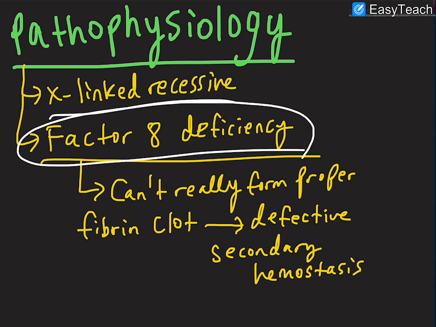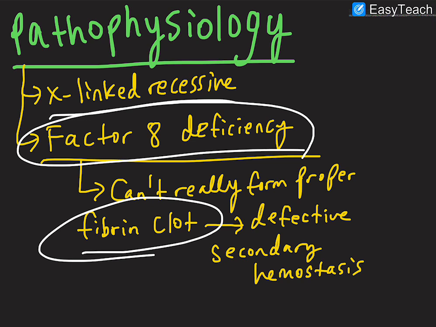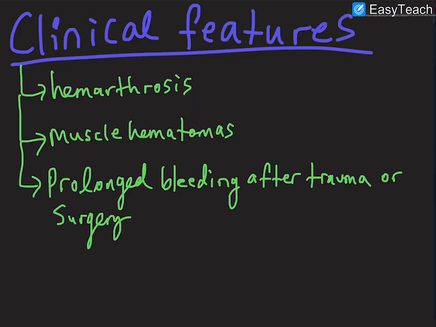Factor VIII deficiency is seen in hemophilia A. So then you can't form a proper fibrin clot, defective secondary hemostasis, right? Because coagulation factors and the formation of fibrin is secondary hemostasis. Okay, so we already talked about this. We'll see hemarthrosis, bleeding into joints, which can lead to painful joints, limited range of motion, swelling, and whatnot.